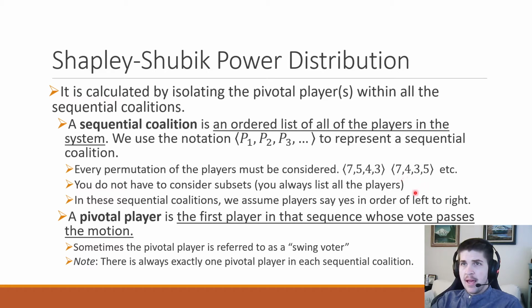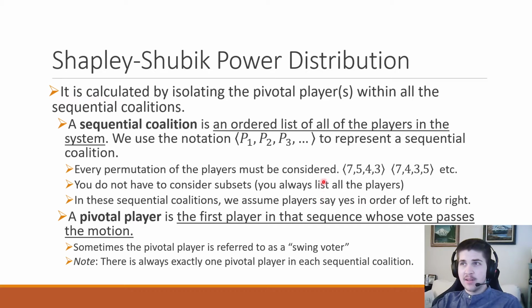And returning back to the term pivotal player, a pivotal player is the first player in that sequential coalition whose vote would pass the motion. So this is the other thing that's important, and I want to make sure I mention it, is what this means is we're assuming players are voting yes in this order. So what we could do is say, well, what if the players vote in this particular order? What would happen? And the pivotal player, or sometimes called the swing voter, would indicate, well, at what point who is important to this chain of events.